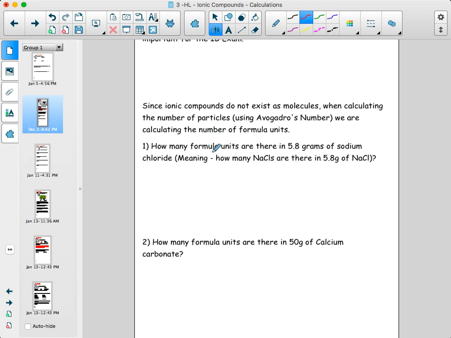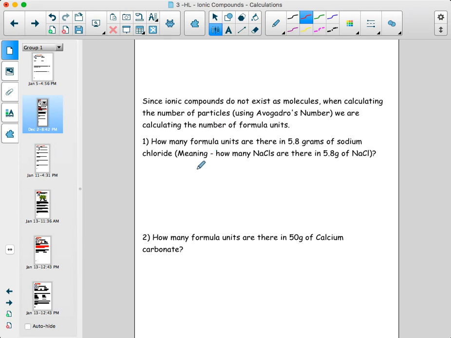So let's see how this might show up in a question. On paper 1, they might say, how many formula units are there in 5.8 grams of sodium chloride? It really just means how many NaCl molecules are there, but we can't really use the term molecule because NaCl doesn't exist as molecules. So we could treat it as if it had asked us that question, however.